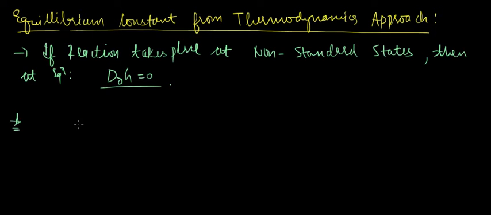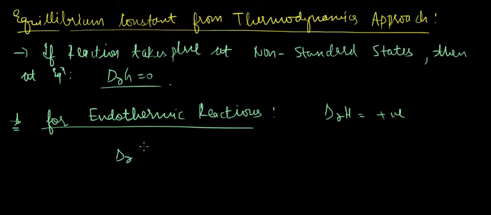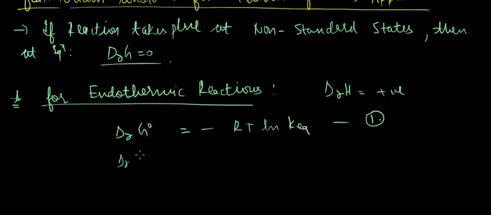And then for endothermic reactions, delta Rh is positive. Hence, we can write that delta Rg naught would be equal to minus RT ln K equivalent. We are talking about the equivalence point, and also delta Rg naught would be equal to delta Rh naught minus T delta Rs naught. This is the second equation.